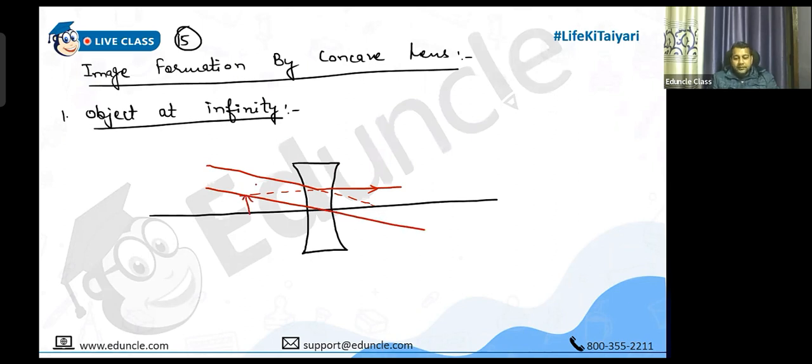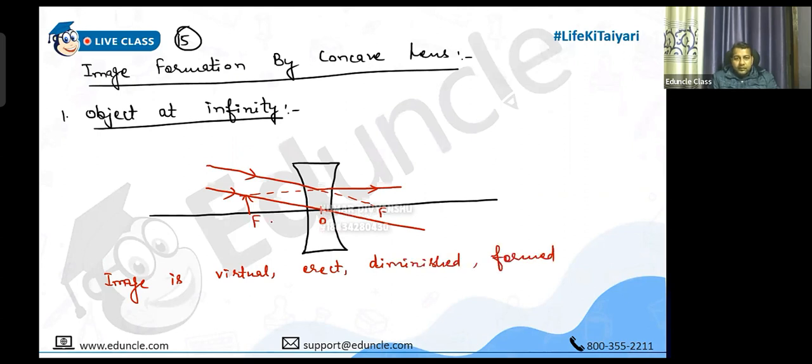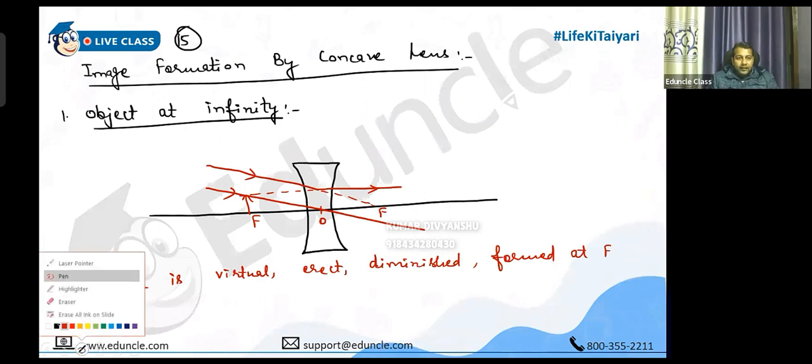Here is the image. This is the focus. This is the optical center. So the image is virtual. You can see it is erect, diminished, formed at F. Second case, the object is in front of the lens anywhere.